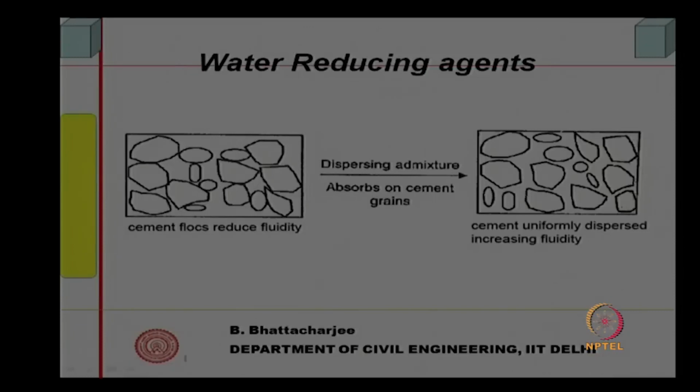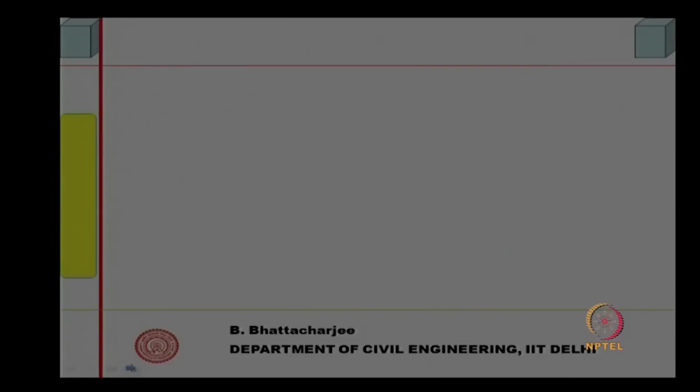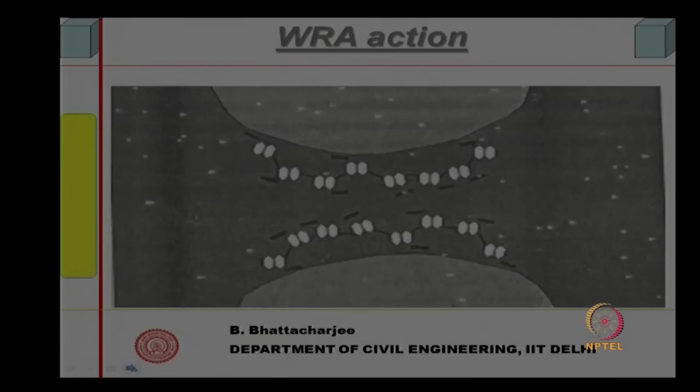So, the water reducing agent will look something like this, dispersing admixtures. Cement flocks initially were something like this, each of them very close to each other. If you see, they were flocks, but now they got uniformly dispersed, increasing fluidity. So, this increases the fluidity. This is how they will look. This may be your particles, this may be your particles.